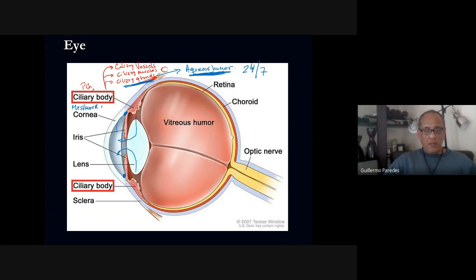or most commonly in exams it's called Schlemm's canal. Schlemm's canal. I'm going to write it down here. Schlemm's canal. All right. So that is where it's going to drain the aqueous humor outside of the eye.